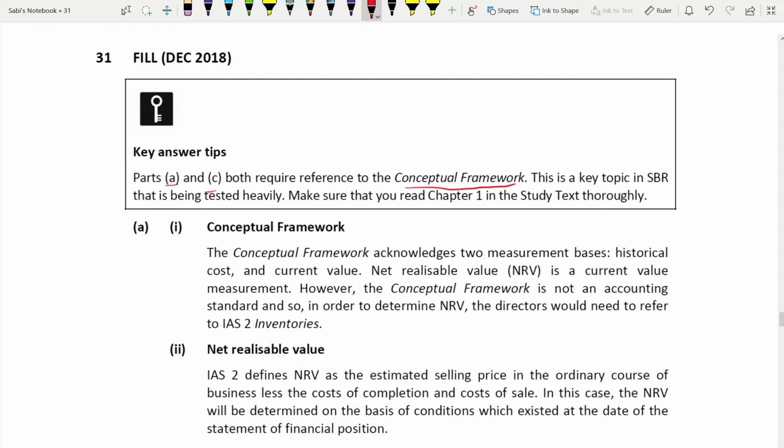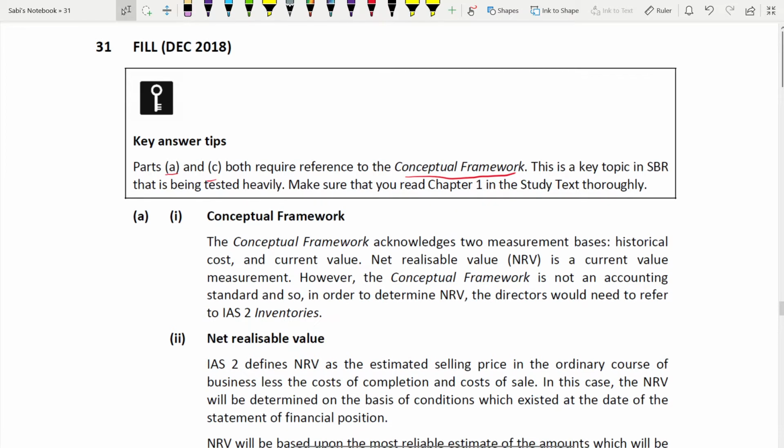Don't underestimate the power of conceptual framework, especially in question 3 or 4. You will get one question at least in conceptual framework. That much I can guarantee you. The rest is all up to you. Because this is a key topic in SBR. It is heavily tested, heavily. And it's also chapter 1. My lecture 1 is on conceptual framework. You can go through that lecture.